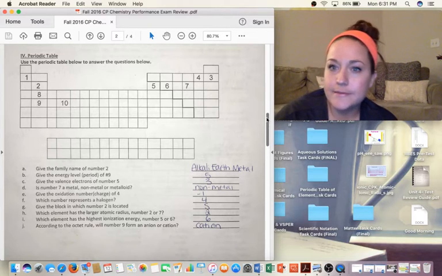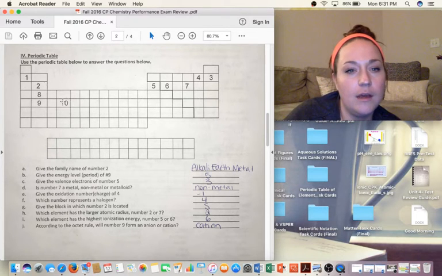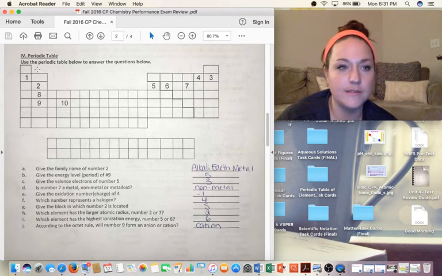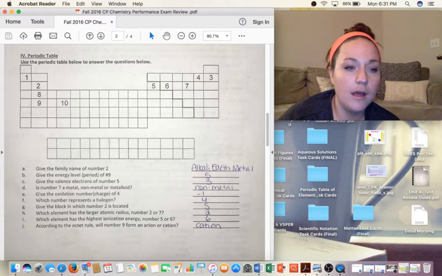I enjoy doing this. I like the periodic table. I like how it's structured, everything about it. So here we go.